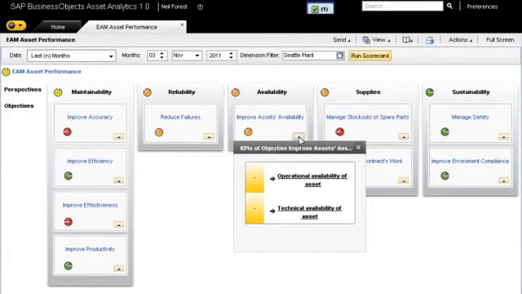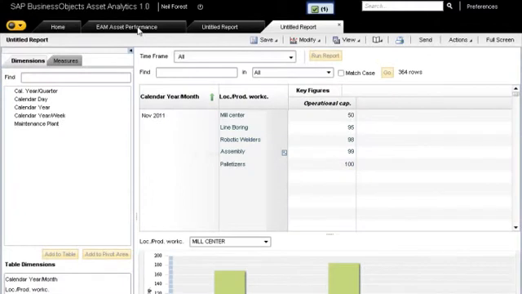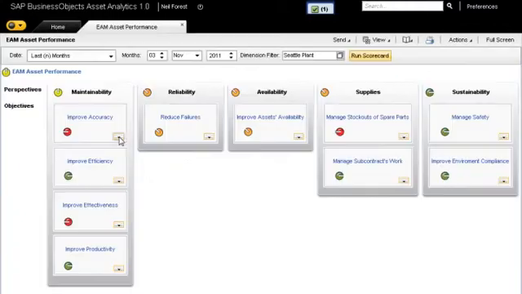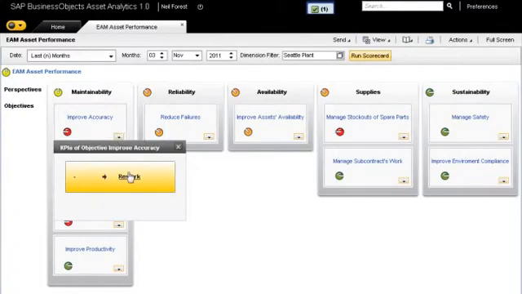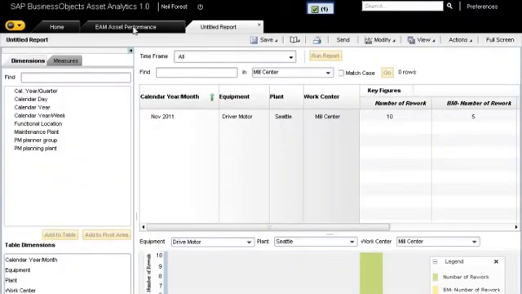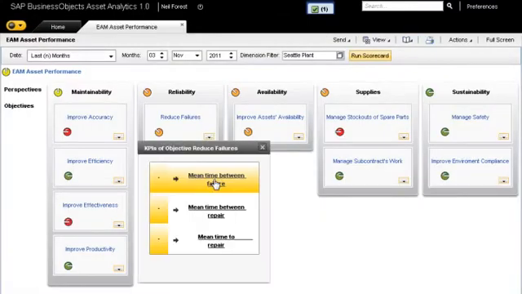With SAP BusinessObjects Asset Analytics, you benefit from the ability to perform root cause analysis by organizational unit, including plant and work center. Easy-to-use ad hoc reports provide graphical representations of individual KPIs. Detailed reports can be manipulated on the fly to present information at various levels of granularity or organizational unit to home in on specific problems.